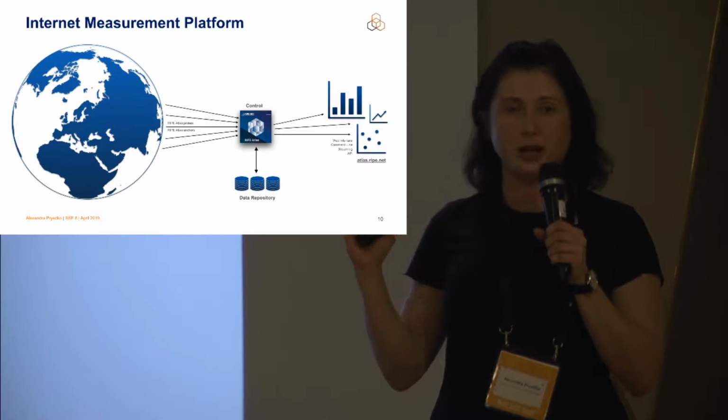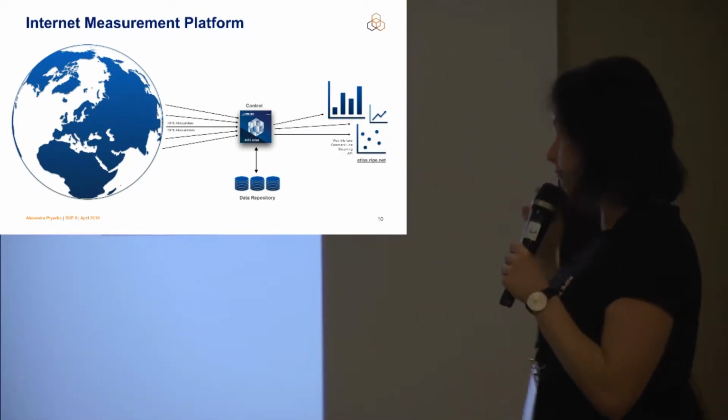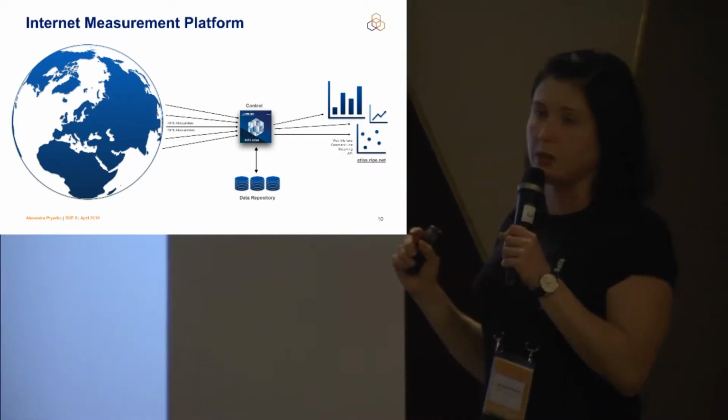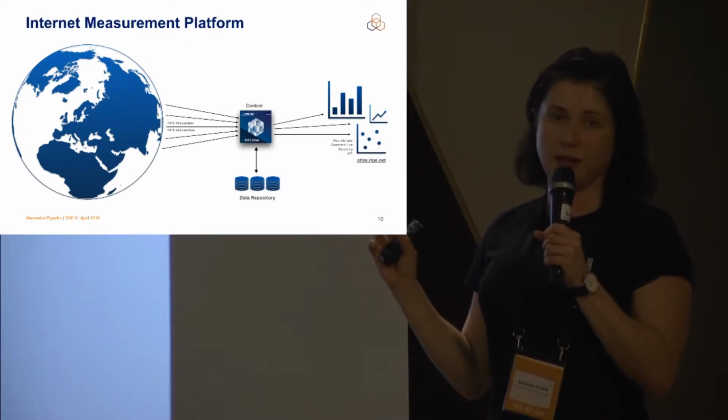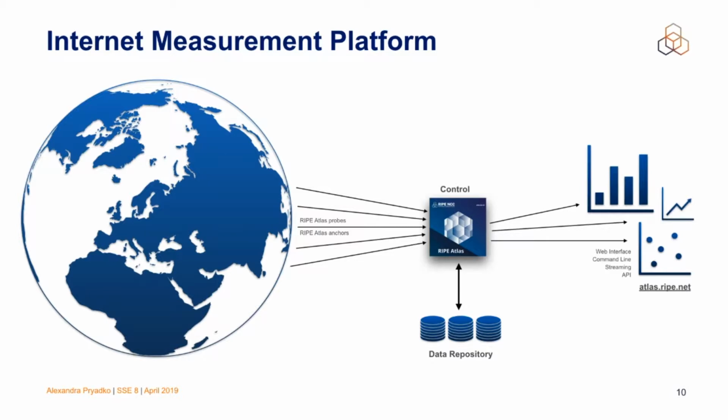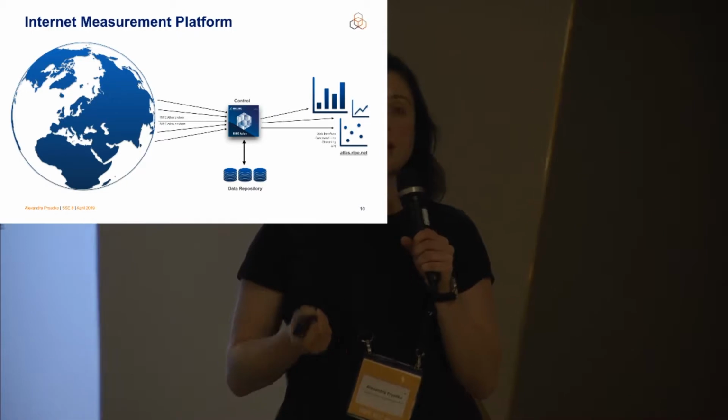It's a very simplified scheme of our RIPE Atlas project. But anyway, we have a control center and we have a database. You can get information from the database using the web interface, using the API, using the command line. And now we have a new project which is called streaming, so you can stream data from our database in real time.